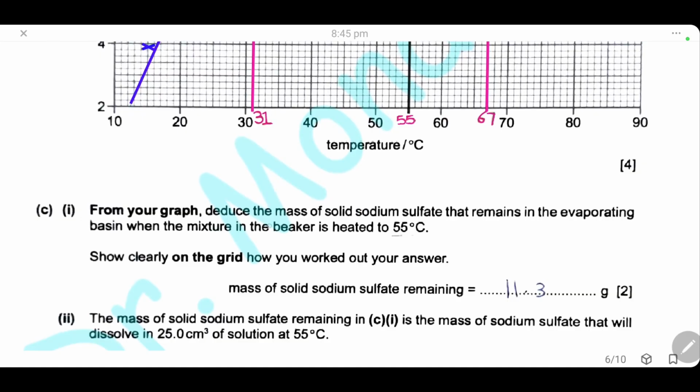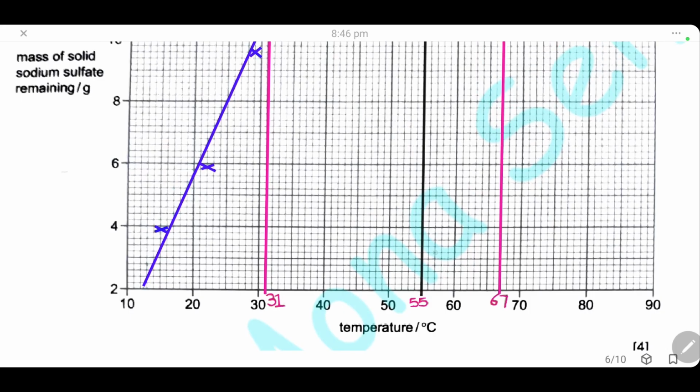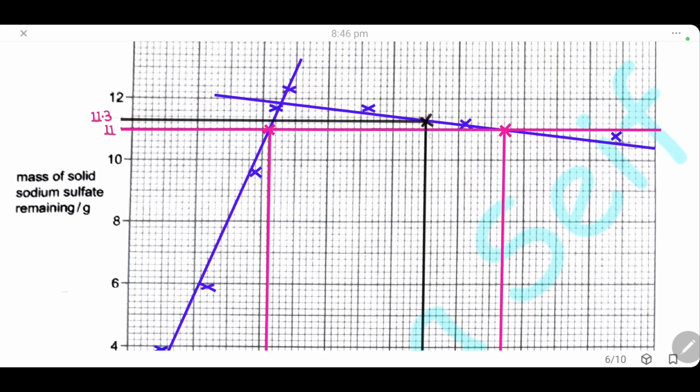From your graph, deduce the mass of the solid sodium sulfate that remains in the evaporating basin if the mixture in the beaker is heated to 55. So we will go to the temperature, determine the point 55, and we will draw a line upward until it meets the line to determine the mass of sodium sulfate remaining, which will be 11.3. This will be the mass remaining at 55.